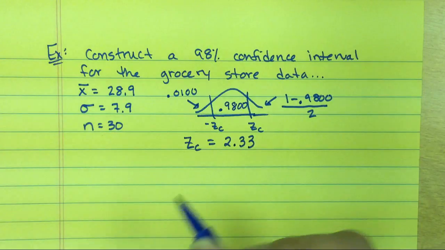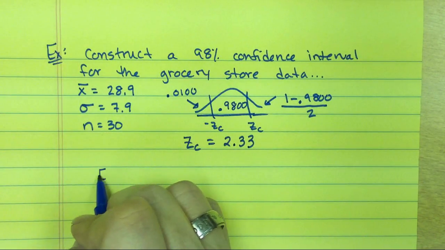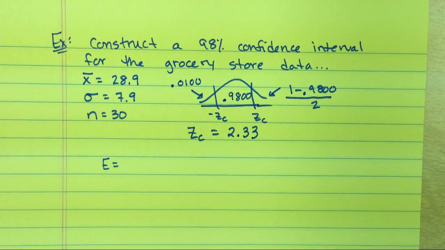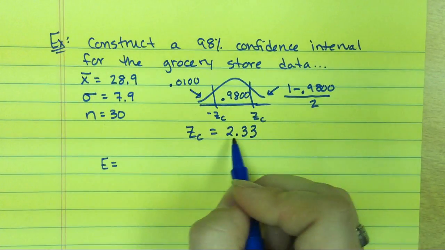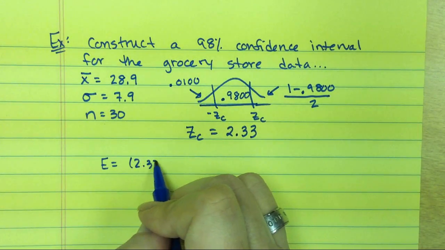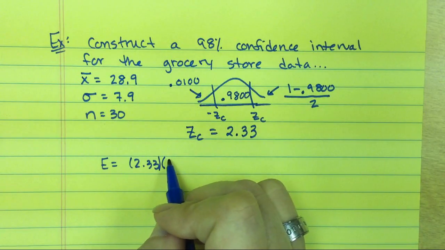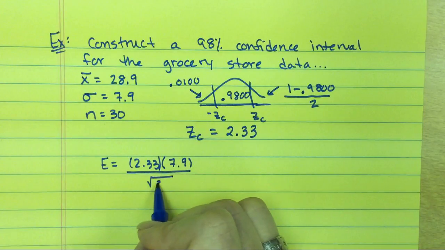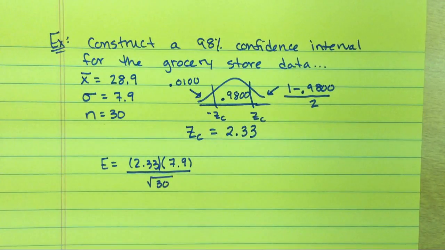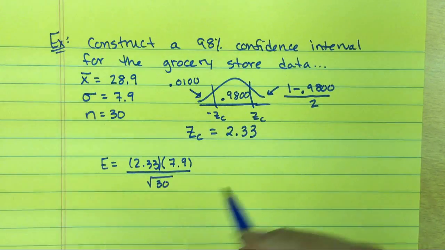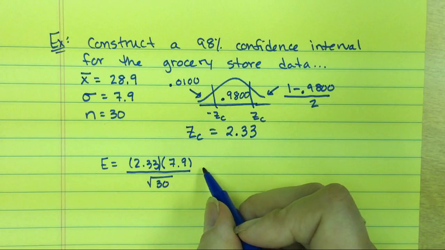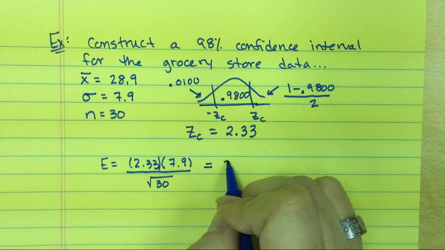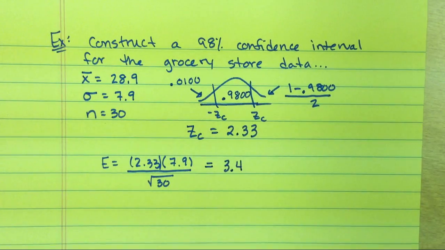Step 4 was then find the margin of error. So we need to find E, which was z sub c times sigma divided by square root of n. So we take z sub c times sigma, which was 7.9, divide by the square root of n, which was 30. And then we're going to round to the same number of decimal places as our mean, so only one decimal place. That gives us a margin of error of 3.4.